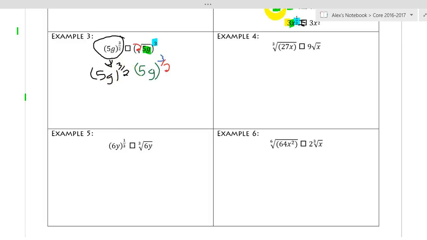Right? So then you should see I have 5g to the 3 halves equals 5g to the 3 halves. Those are both exactly the same. So that one would be equal.